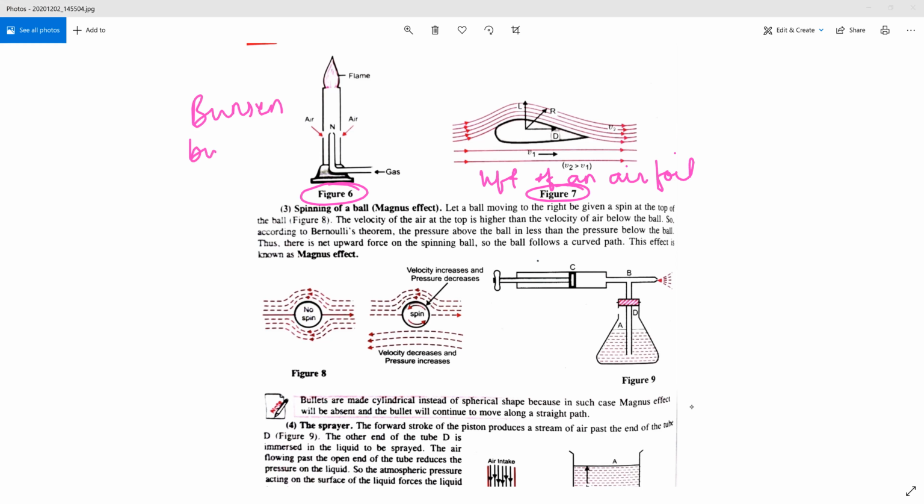Bunsen burner. So that is shown here. So how does lift off and airfoil work? This also works based on the principle of, so which one? So that is Bernoulli's theorem.